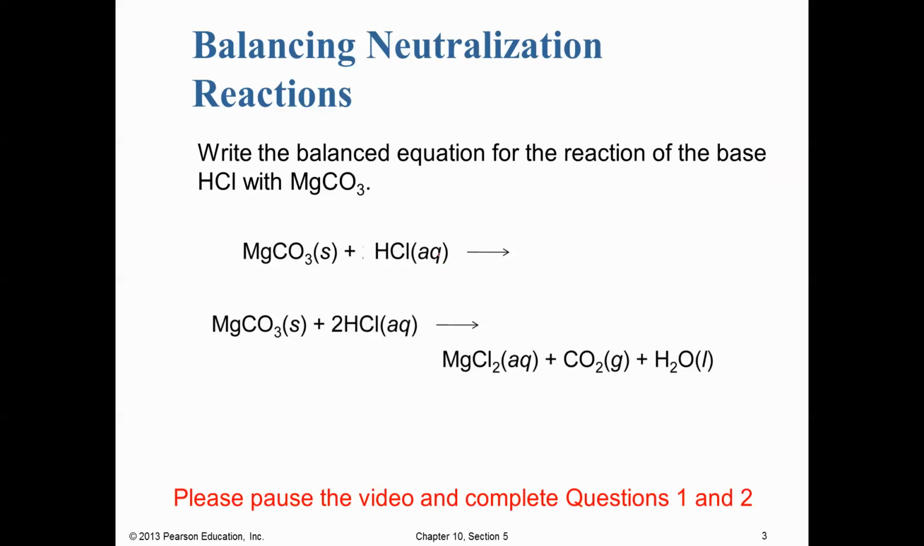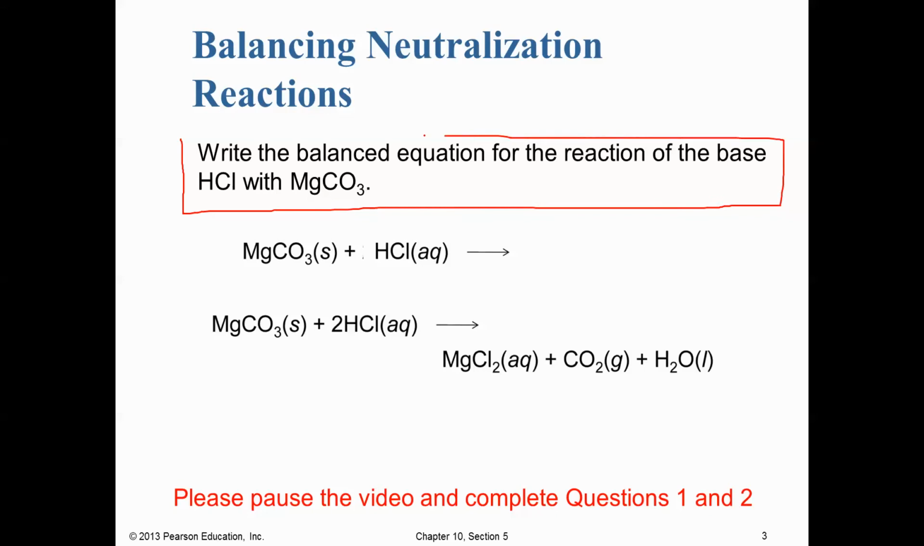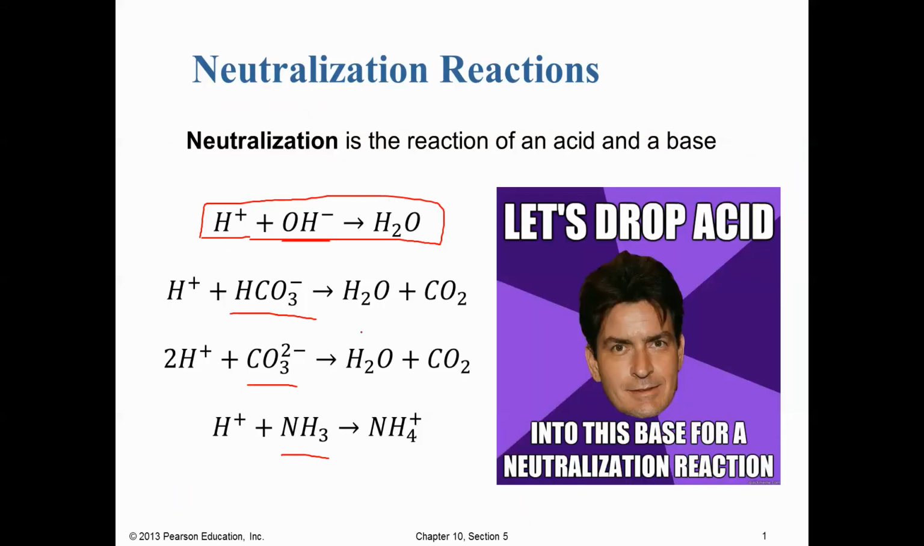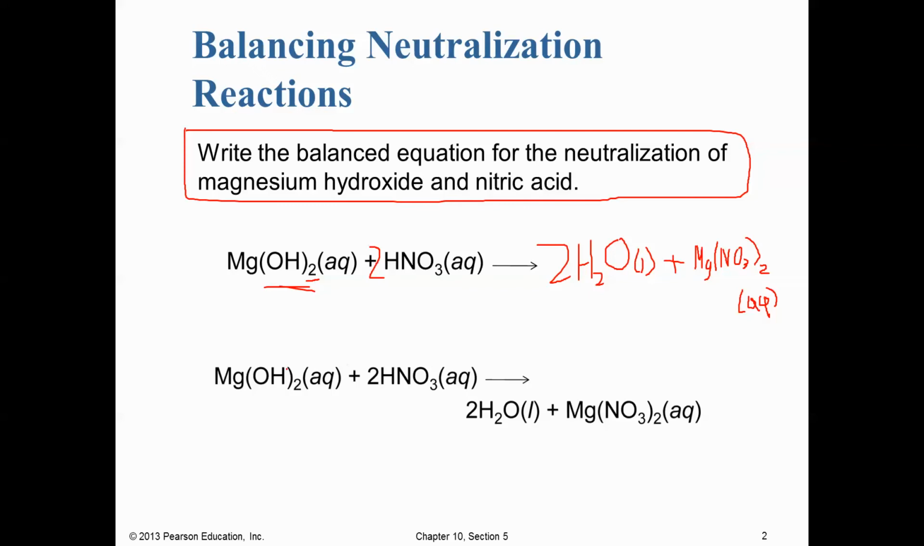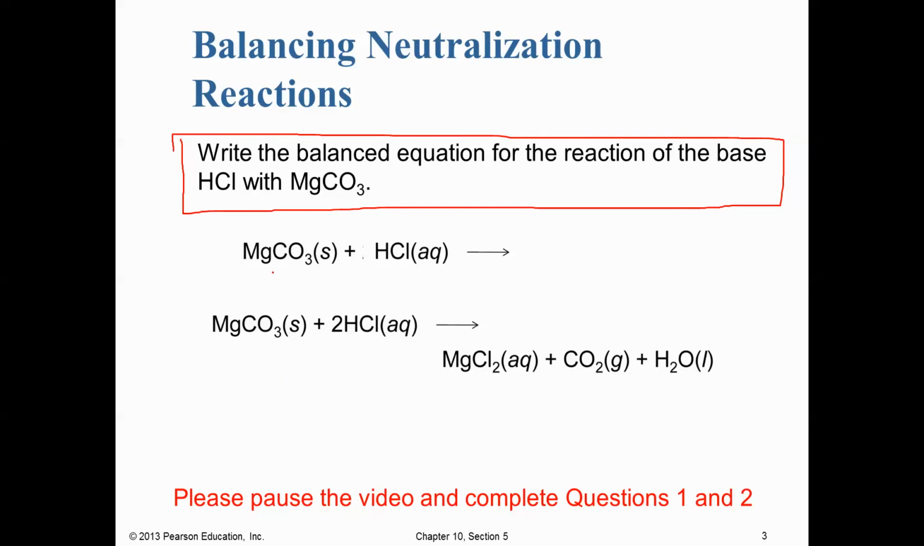So if we look at another example right here, we want to write the balanced chemical equation for the reaction of magnesium carbonate with HCl. Now if we go back to the previous slide here, we see, oh, our base in this case is carbonate, because we have carbonate ions present. And therefore this is the reaction we're going to use. 1 carbonate reacts with 2 protons to make 2 H2Os and 2 CO2s. So looking at our reaction here, we have 1 carbonate. So that means that we would require 2 HCl's to neutralize that 1 carbonate.